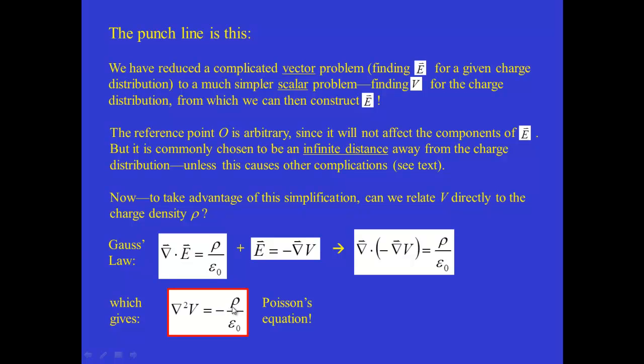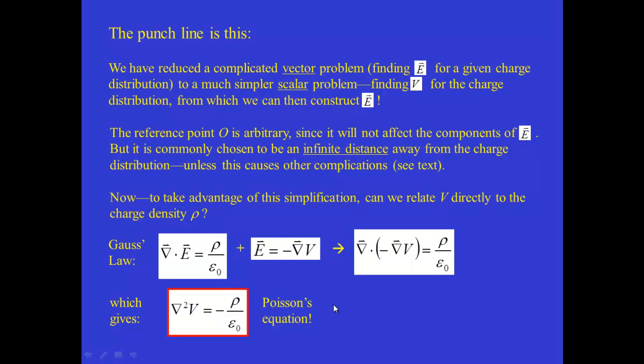The charge density may vary with position, and indeed the electric potential will almost always vary with position in the vicinity of a charge distribution. So that's Poisson's equation, and a large part of the study of electrostatics is devoted to figuring out ways to solve it. In other words, if you know what rho is, how do you find V?